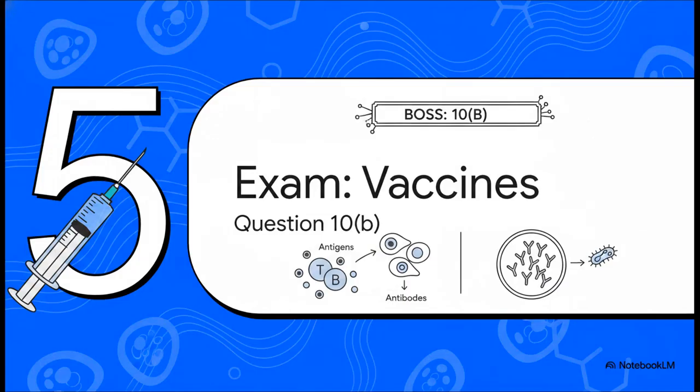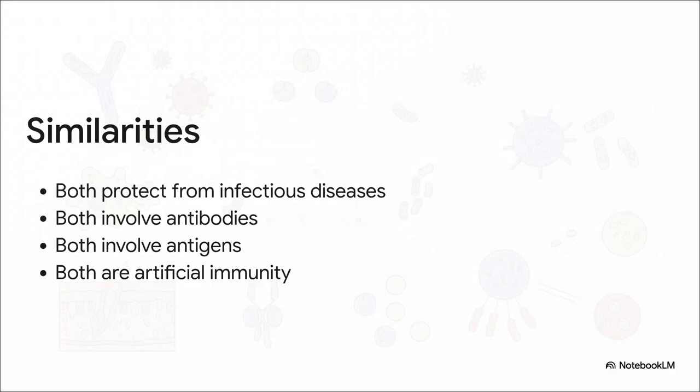Section 5. Exam Prep: Vaccine versus Anti-Serum, tackling question 10B. It's time for the final boss battle of this explainer. This is a classic 10-mark essay question, asking you to compare the 2 methods of artificial immunity. And remember, to ace a compare question, you always need both similarities and differences. We'll start with the similarities.